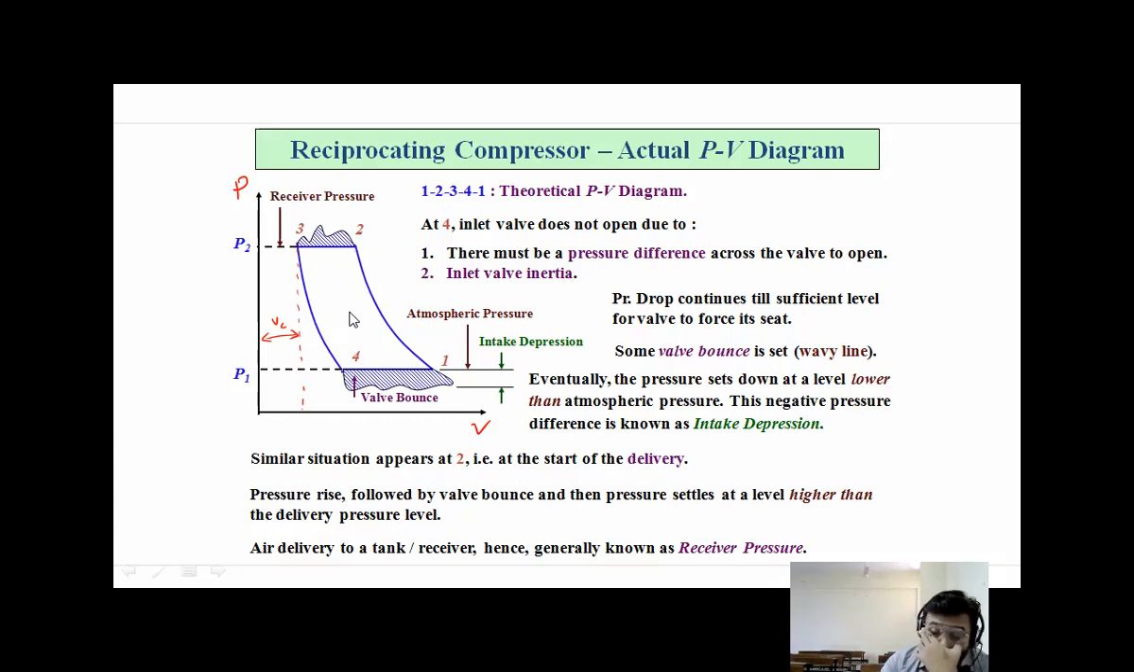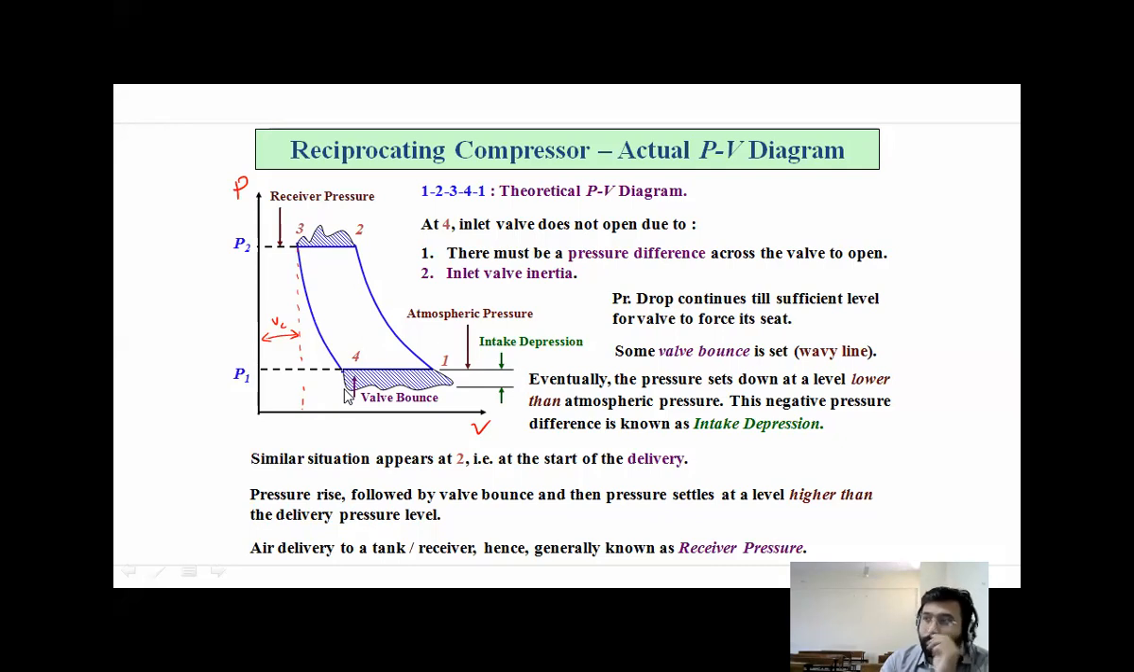Now what happens in actual compressors? Let us see. When the piston is moving from 3 to 4, this is the start of suction, right? Theoretically, at point number 4 the suction valve should open and air should come in at constant pressure. But that does not happen. What happens? The pressure drops further to create sufficient suction, and this drop in pressure is called intake depression. The pressure drops to this value, and then the valve opens.